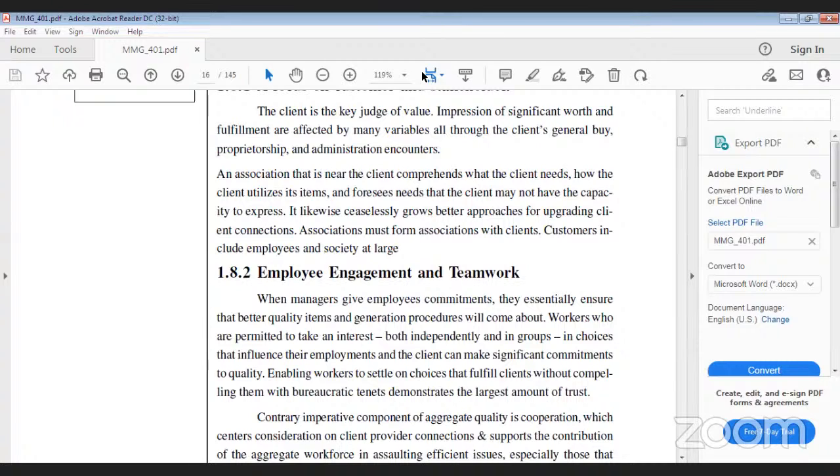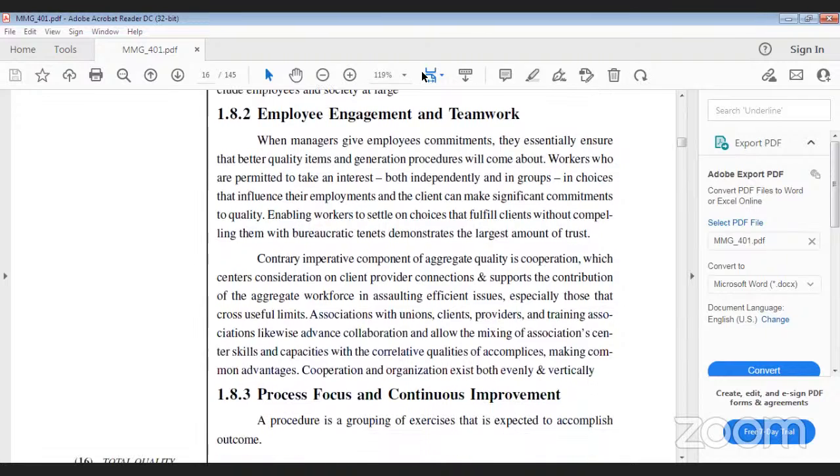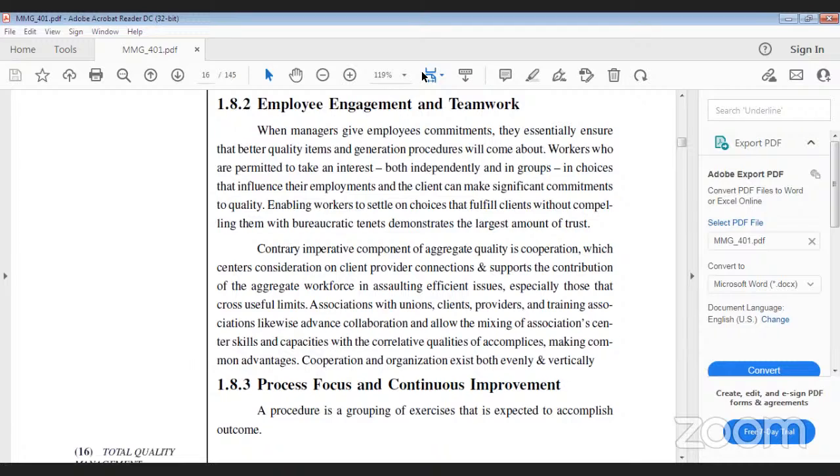Then there are some points about the contrary imperative also. Improvement or aggregate quality is cooperation which centers considerations on the client and provides connections and supports the contribution of the aggregate workforce in ascertaining criteria also there. Then there is also the next point here, process focus and continuous improvement. The procedure is a grouping of exercises that expect accomplishment also of them here.